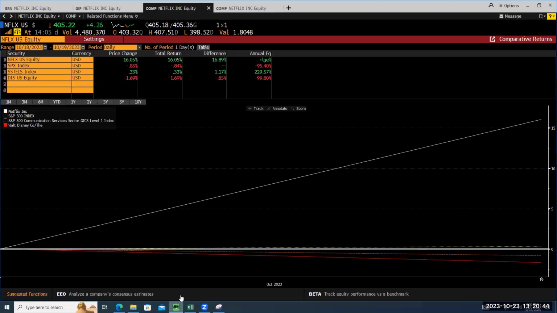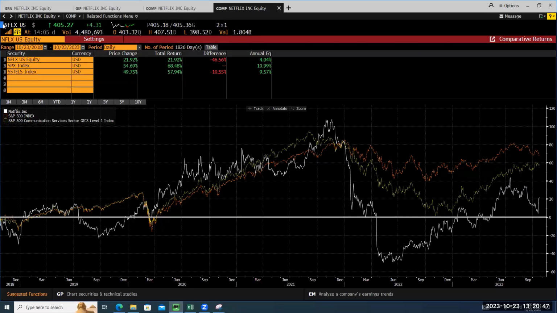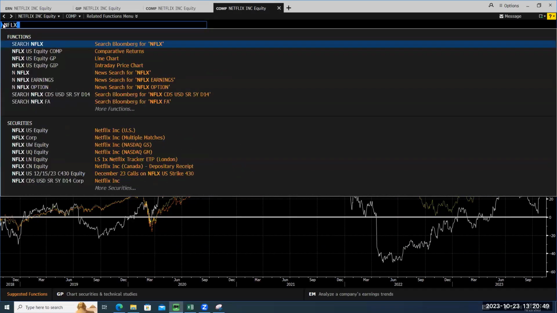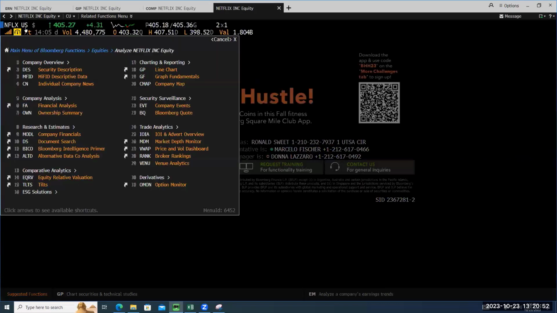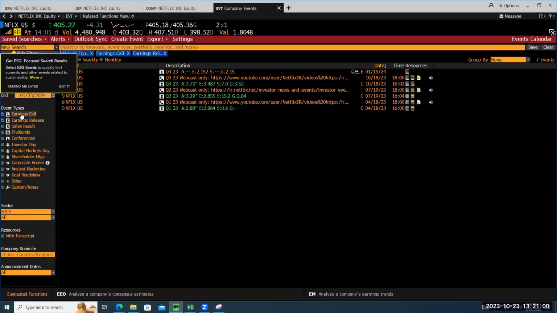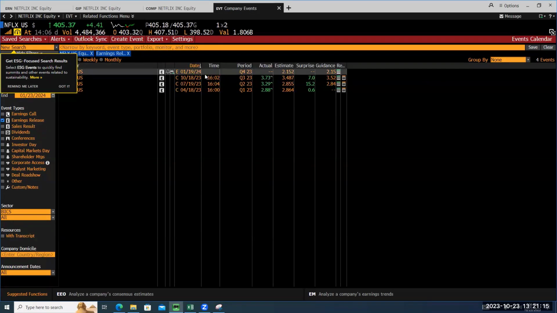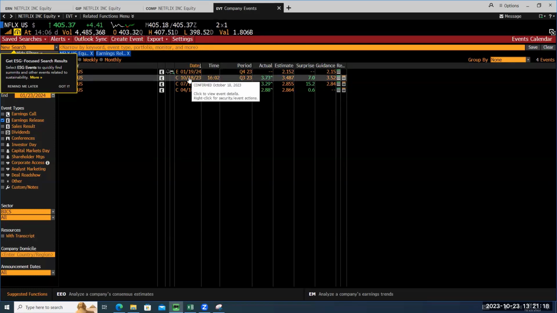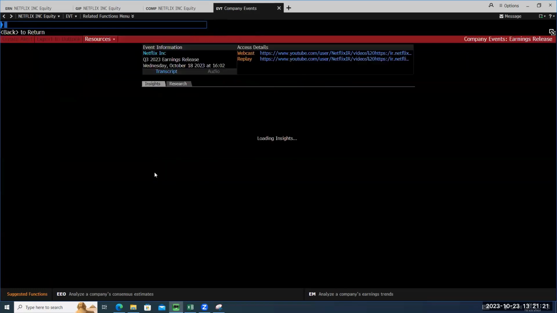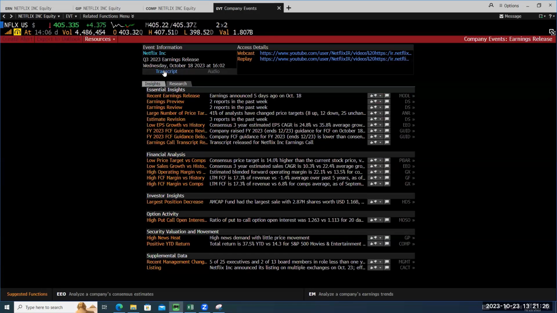Now, what else can you do with this? So I can type Netflix again, NFLX, in the function 8 key, and this whole menu comes up. So let's try company events. So the company events, you can see over here, they have earnings calls, earnings releases. So if we click on this one, this is 10/18/23. If we click on that, here's the transcript of the call. You might be able to get the webcast if you want to listen to it. So they have a link to that.